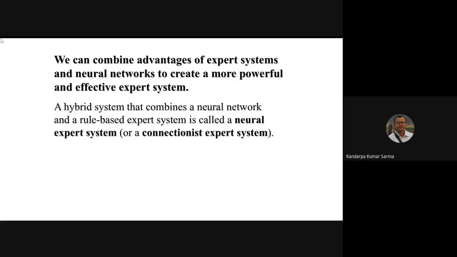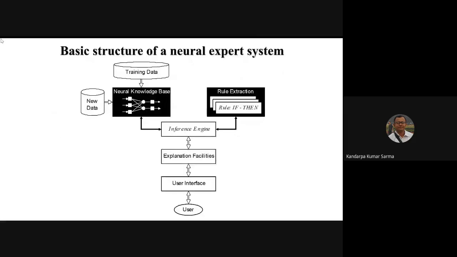We can combine the advantages of the expert systems and the neural networks to create a more powerful and effective expert system. A hybrid system that combines a neural network and a rule-based expert system is called a neural expert system or a connectionist expert system. So here is a basic structure of a neural expert system. First, we have new data. Next, we have training data. We have here a neural knowledge base formed by a neural network. Then we have a rule extraction block that will be formed by rules like the if and then.